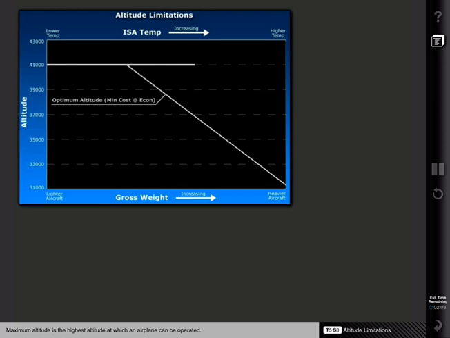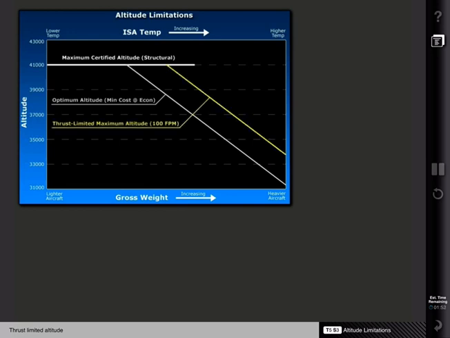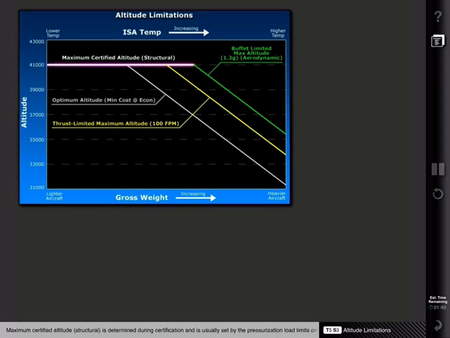Maximum altitude is the highest altitude at which an airplane can be operated. It is the lowest of maximum certified altitude, thrust-limited altitude, or buffet-limited altitude. Maximum certified altitude is a structural limitation that is determined during certification and is usually set by the pressurization load limits on the fuselage.